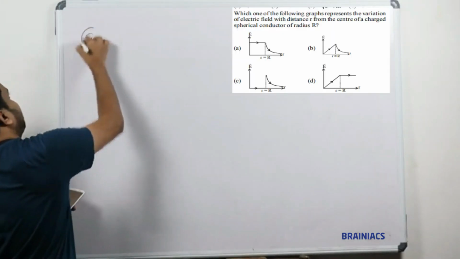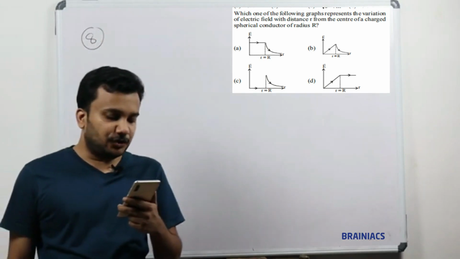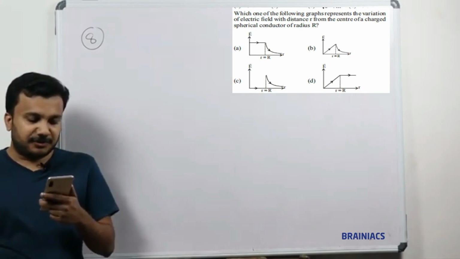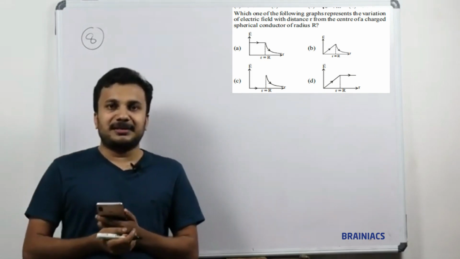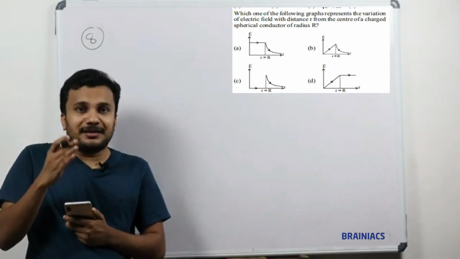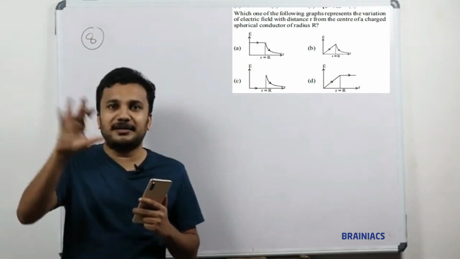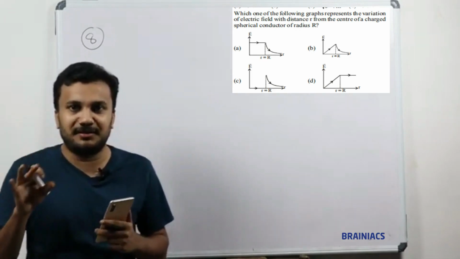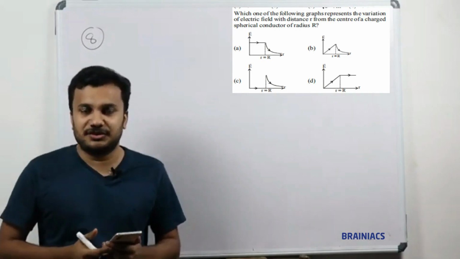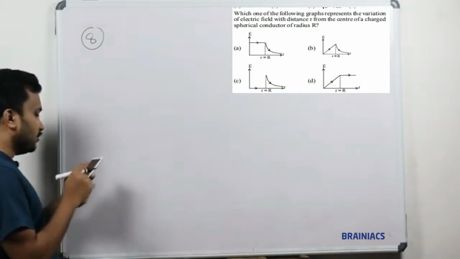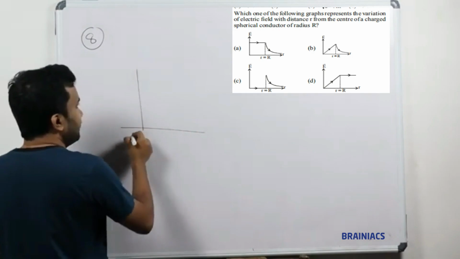Question number 8. Which one of the following graphs represents the variation of electric field with the distance r from the center of a charged spherical conductor? Spherical conductor. I told you, spherical conductor, hollow conductor, solid conductor, all are the same group. Inside it is empty, nothing will be there. Only for a solid non-conducting sphere, inside it is filled with charges. So inside no charges. So in case of a spherical conductor, which of the following graphs will represent it?